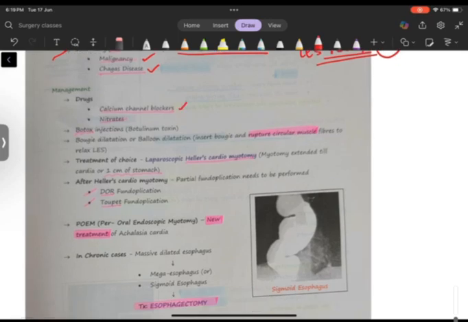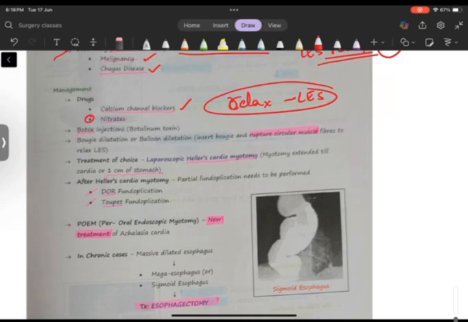Basically, calcium channel blockers. They will relax the muscle, relax the lower esophageal sphincter, hence calcium channel blocker is given. Otherwise nitrates, these are also vasodilators and they'll relax the lower esophageal sphincter. Otherwise Botox injections can be given, which will also relax the lower esophageal sphincter. Other than that, bougie dilatation or balloon dilatation, where basically we physically open it.